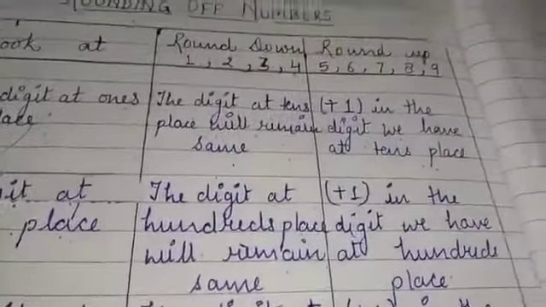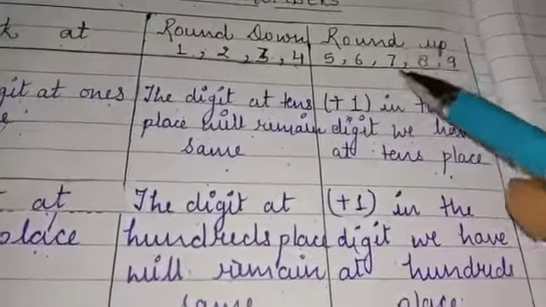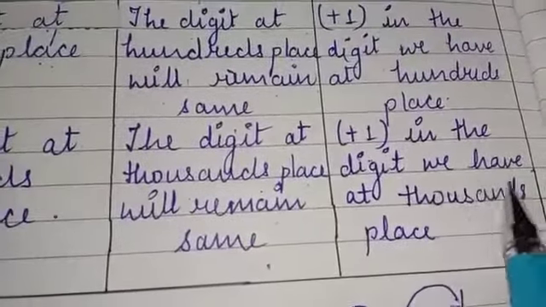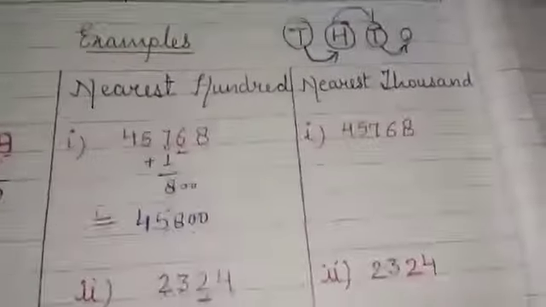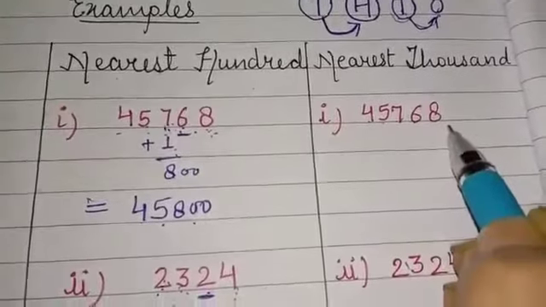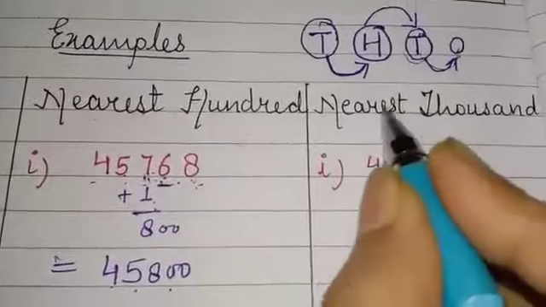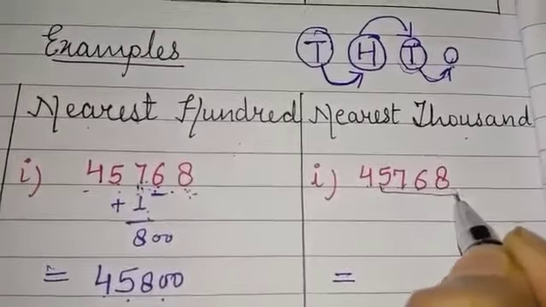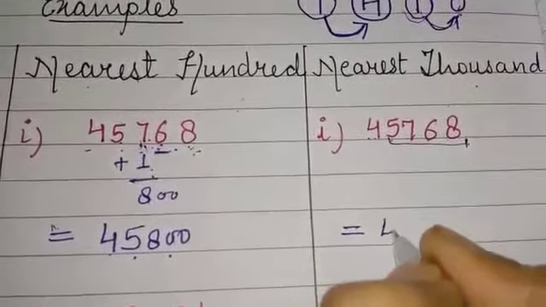Okay, but if we get 5, 6, 7, 8, 9 at 100 place, we will round up the number, means we will add 1 in the digit we have at 1000 place. Okay, now let's solve the example. If we have 45,768, now see, if we are doing nearest 1000, means the change will happen in these digits. Okay, 4 will remain same. So just write down 4.